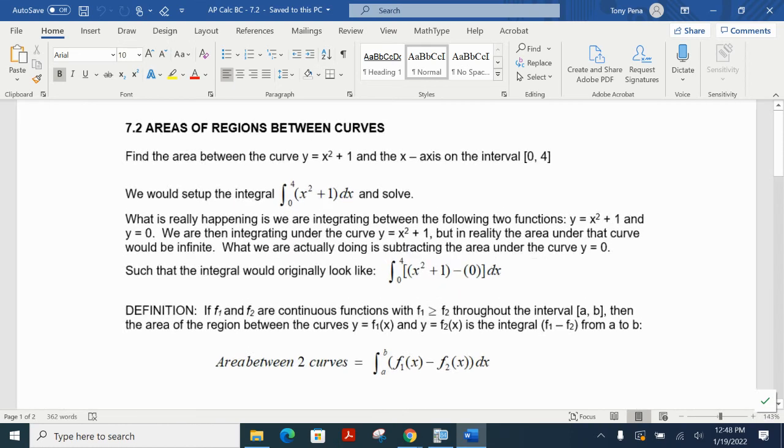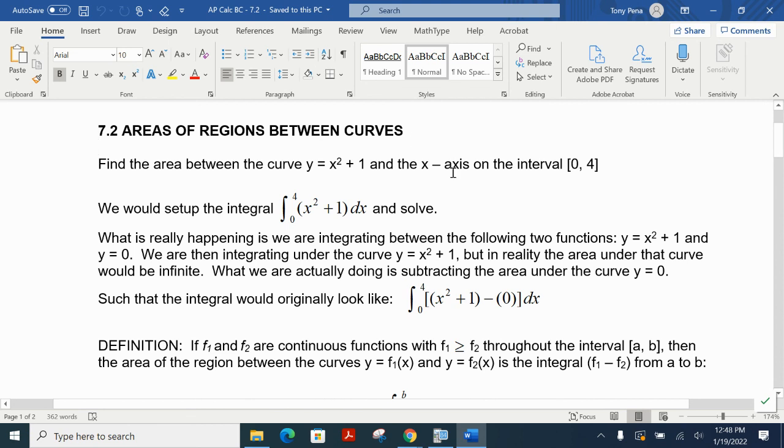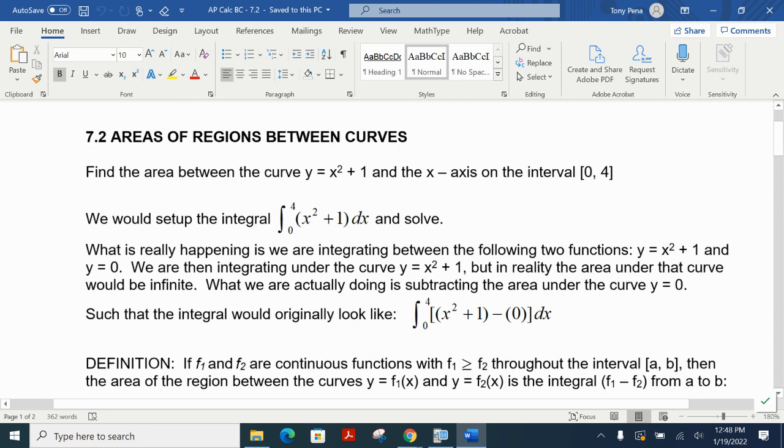Last year I must have forgot to hit the record button when we did this lesson. So it's called areas between curves.